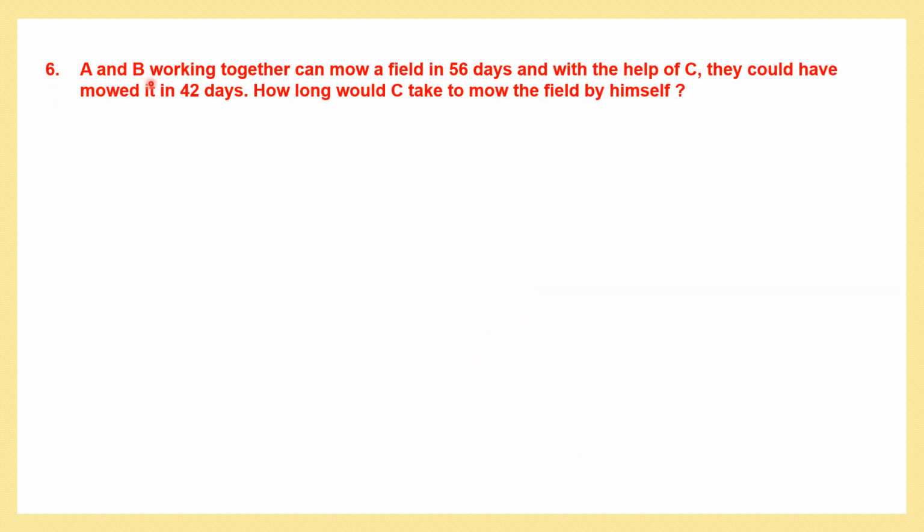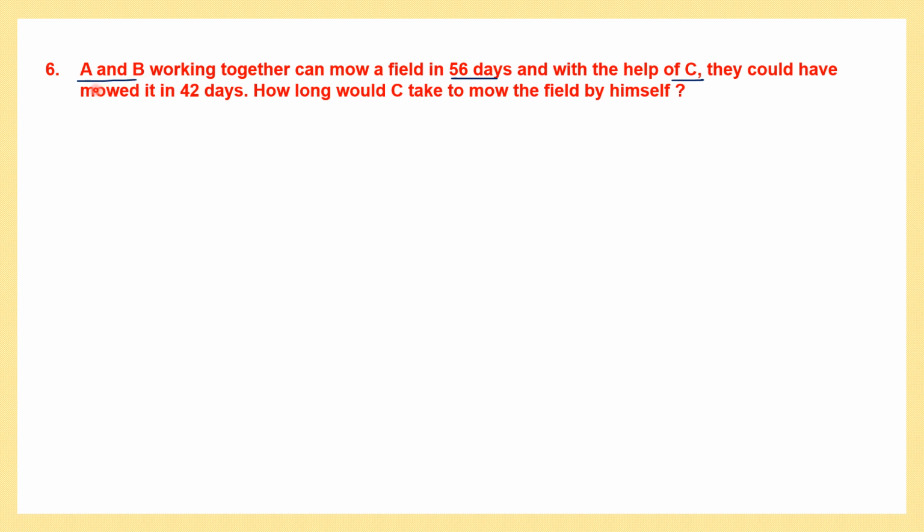Question 6. A and B working together can mow a field in 56 days. That means when A and B work together, they can finish in 56 days. Now with the help of C, that means along with A and B, now C is also joining, they could have mowed it in 42 days. Now, how long would C take to mow the field by himself? If C has to do it all alone, how long will he take? That is what we need to find out.